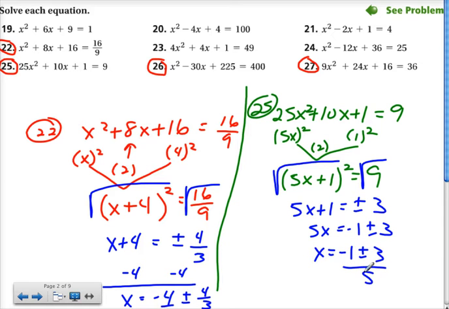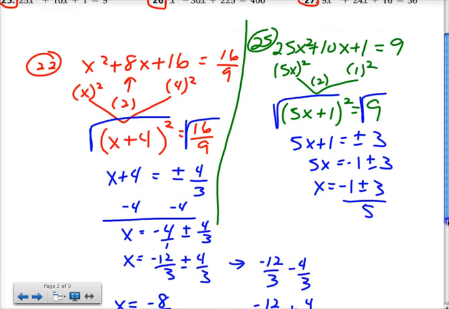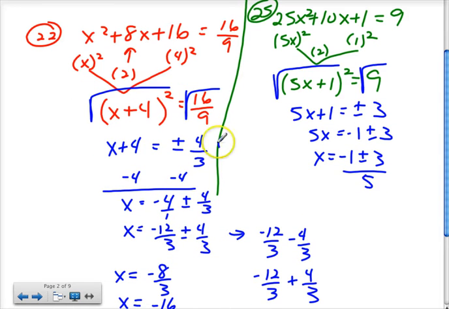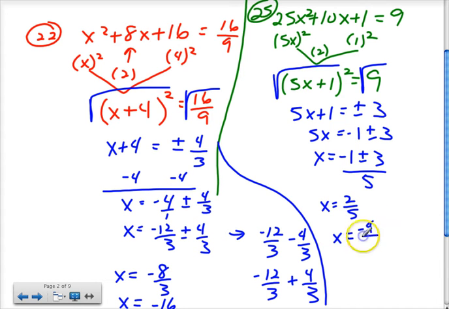And again, we do need to continue on and actually find those two answers. So we would do -1 plus 3, which would give us 2/5. And then -1 minus 3, which would be a -4/5. So just continuing on and finding those solutions.